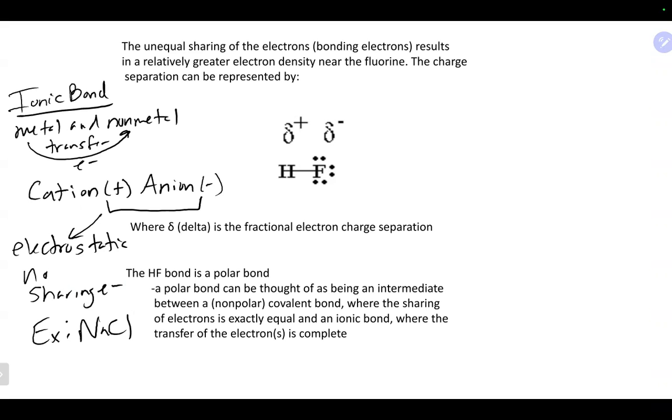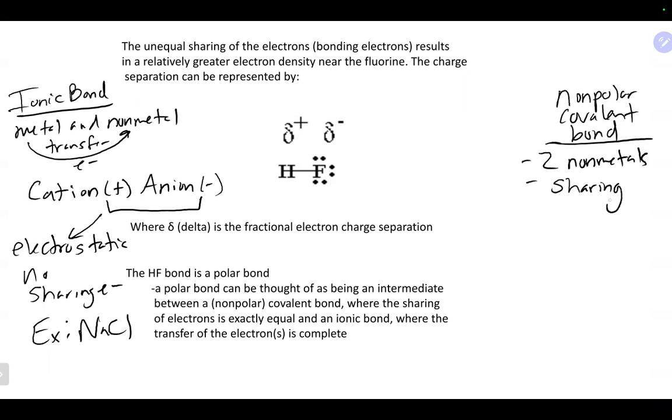On the other end of the extreme, we have a nonpolar covalent bond, or just a nonpolar bond, if you like to call it that. That is between two nonmetals. That is going to be sharing of electrons. That is going to be equal sharing of electrons. And an example would be like our H2 or F2. Those are all examples, obviously, of that. And then sort of in the middle of the two is the polar covalent bond.